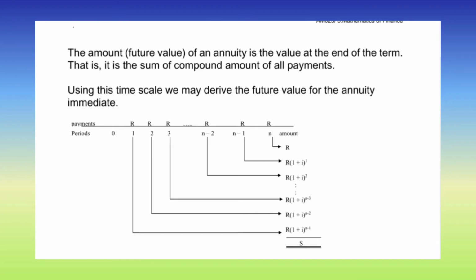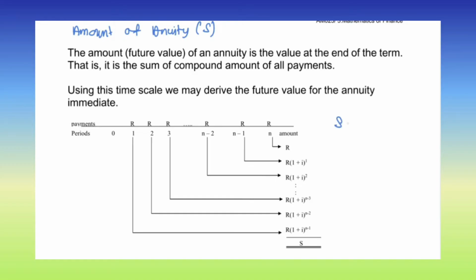Amount of annuity. The amount of annuity is denoted as S. So what is the amount of annuity? The future value of an annuity is the value at the end of the term. That is, it is the sum of the compound amount of all payments. Using this time scale, we may derive the future value for the annuity immediate. So let us look at the timeline.